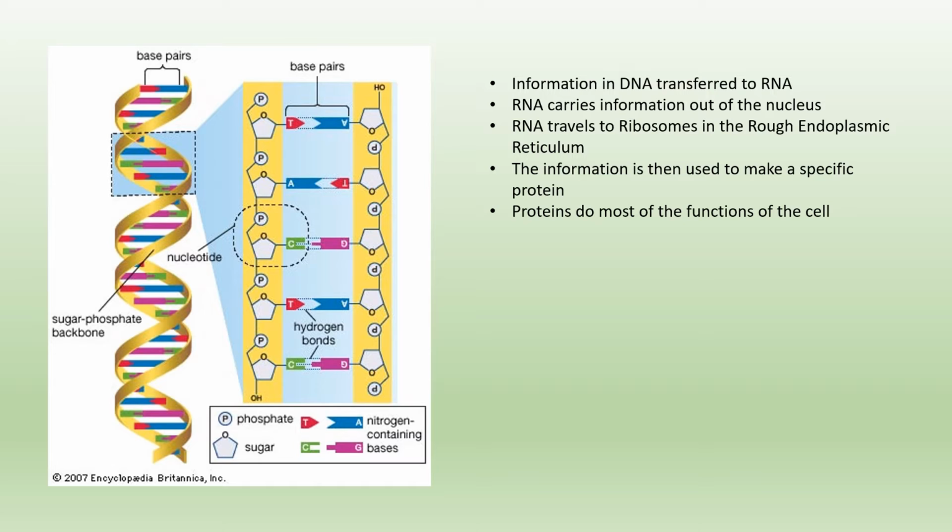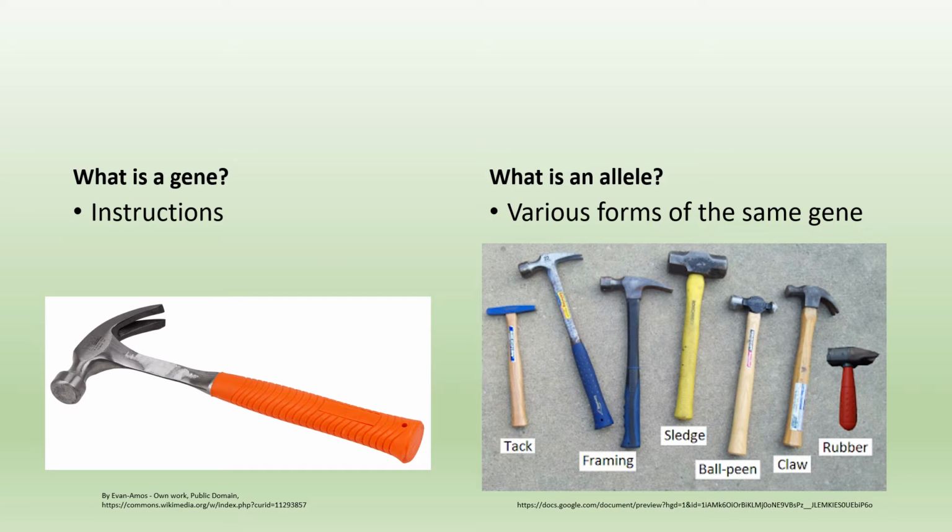So what about things like carbohydrates and lipids? We need those in our cells too. Well, those are manufactured by proteins. So the instructions to make a carbohydrate will actually be instructions for making the proteins that then manufacture the carbohydrate. So a gene is the information, the instructions for making a protein. These are the recipes of the cell.